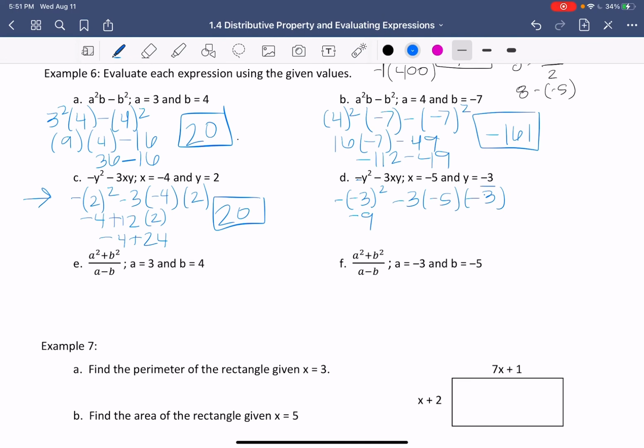Negative 3 times negative 5 gives us plus 15. And then we'll keep that times negative 3. So then we've got negative 9. 15 times negative 3 gives us negative 45. So then negative 9 minus 45 gives us negative 54.